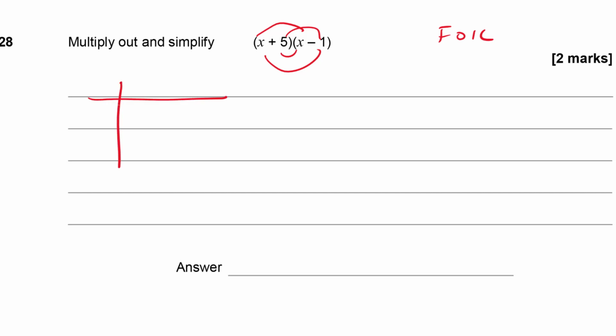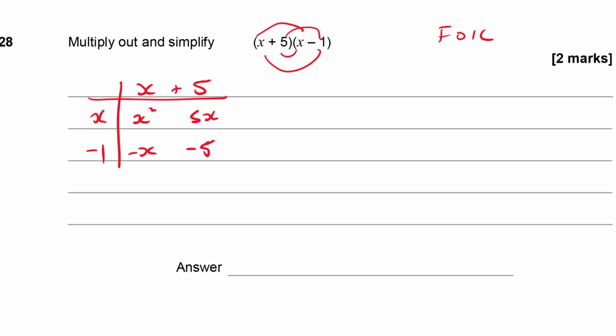Okay, so I've got an x plus 5 in that direction, and I've got an x and a minus 1 down here. And then I'm going to work out what I'm going to get when I multiply all those things together. So x times x is x squared. x times 5 is 5x. x times minus 1 is minus x. And 5 times minus 1 is minus 5.